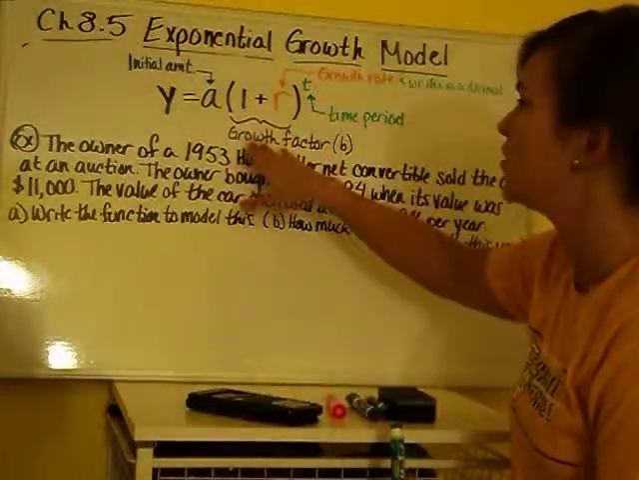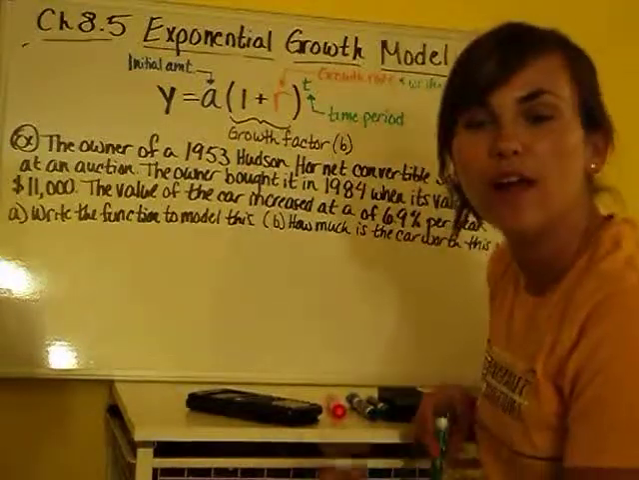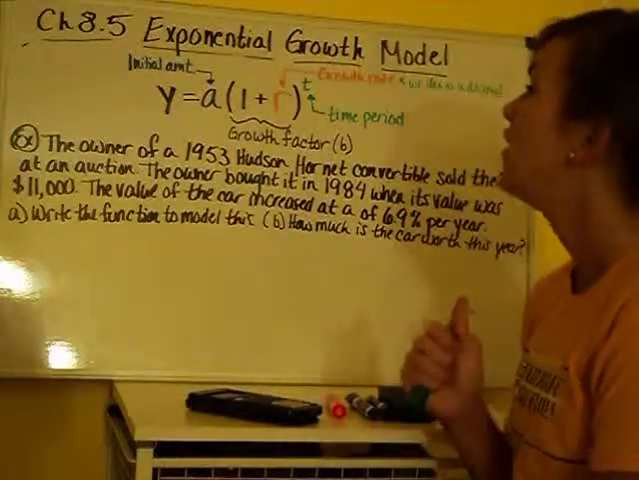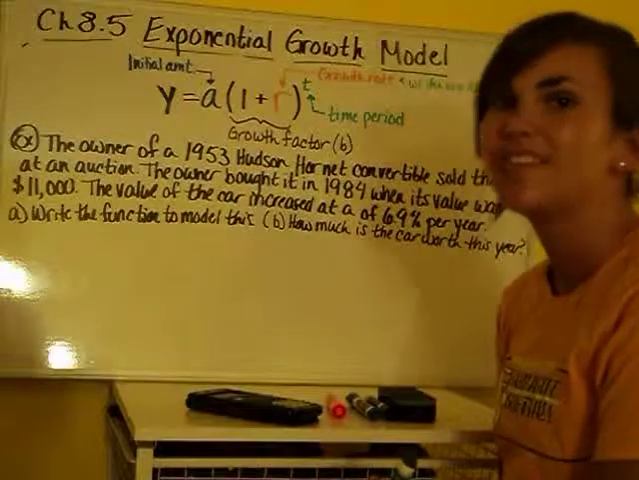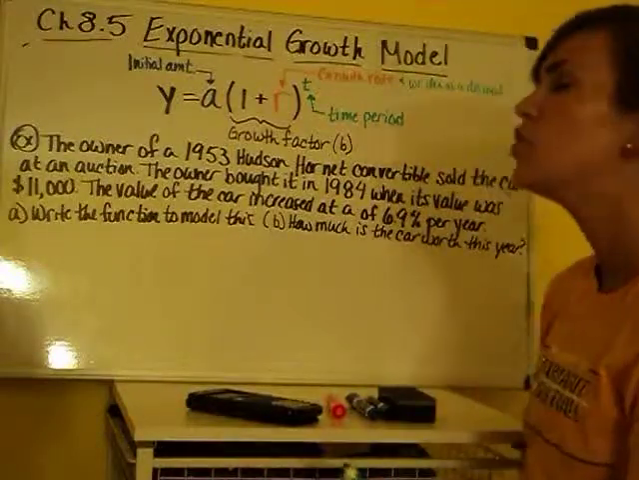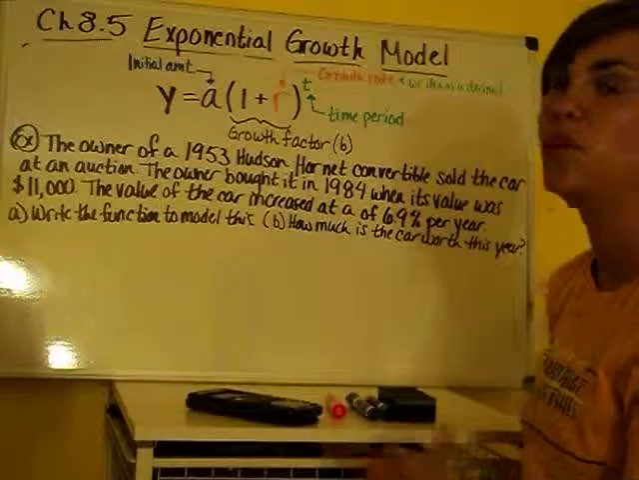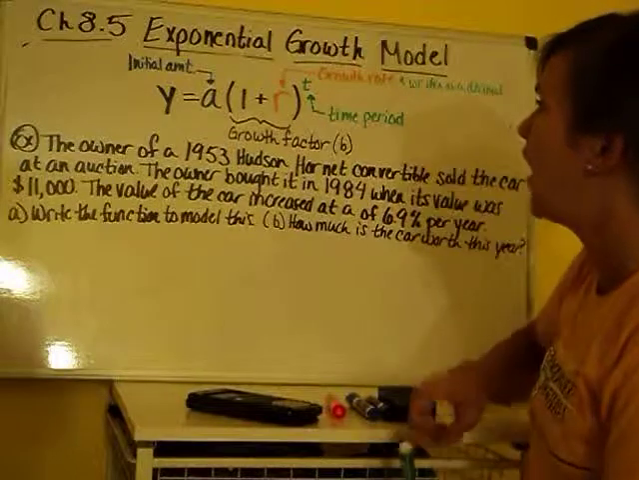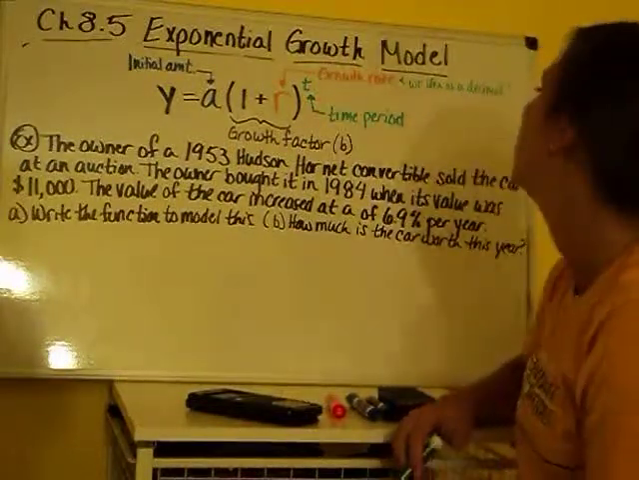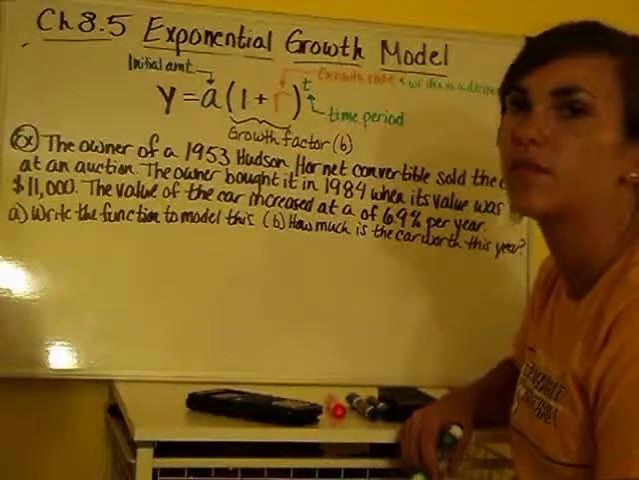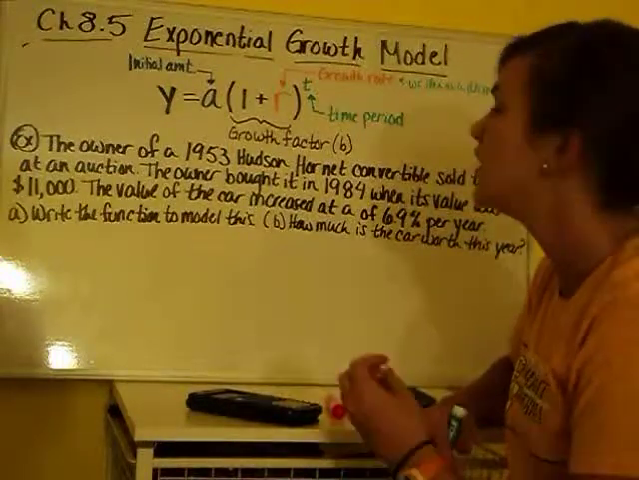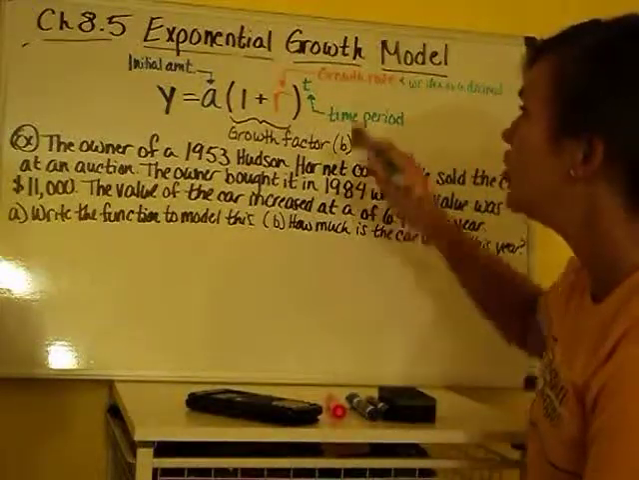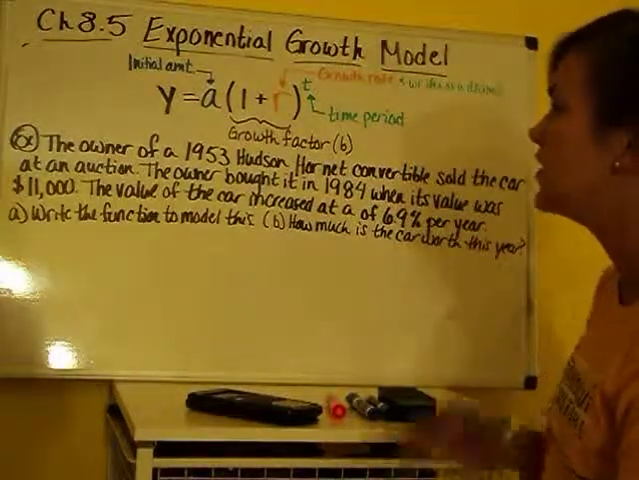When you add it to the 1, that gives you your growth factor, which from our equations in the past 2 days would be our B. And if you're adding a decimal to 1, that's going to give you a number bigger than 1, which means if your B is bigger than 1, we do in fact have a growth model. And then last but not least, our T is now in the exponent, which is the time period. It could be months, it could be years, but look at what the question is asking and answer according to that. So, using this model, we are going to answer this question.